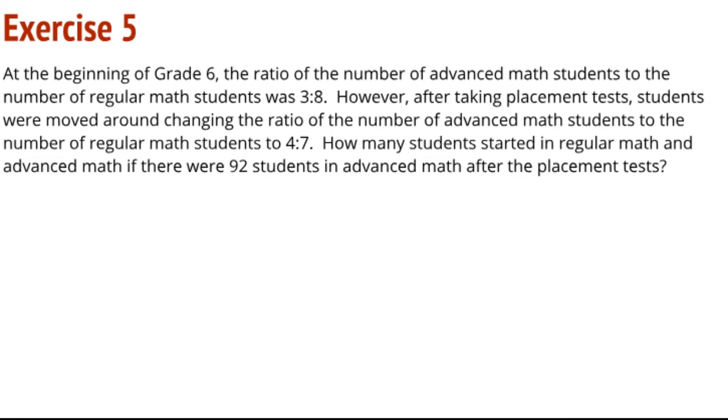Exercise 5. At the beginning of grade 6, the ratio of the number of advanced math students to the number of regular math students was 3 to 8. So I'm hearing another ratio. However, after taking placement tests, so they take a test to decide if they're in the right math class, students were moved around, changing the ratio. The ratio of the number of advanced math students to regular math students is now 4 to 7. How many students started in regular math and advanced math if there were 92 students in advanced math after the placement test? All right, so I've got a before situation, I've got an after situation.